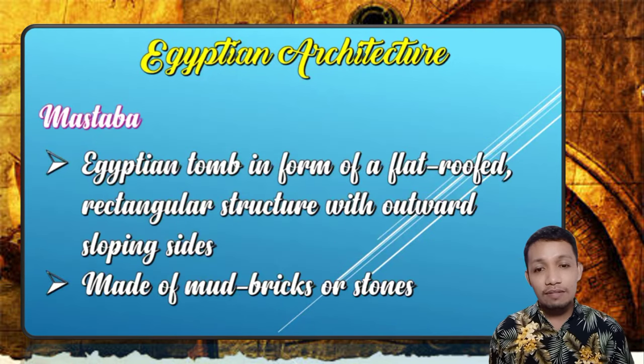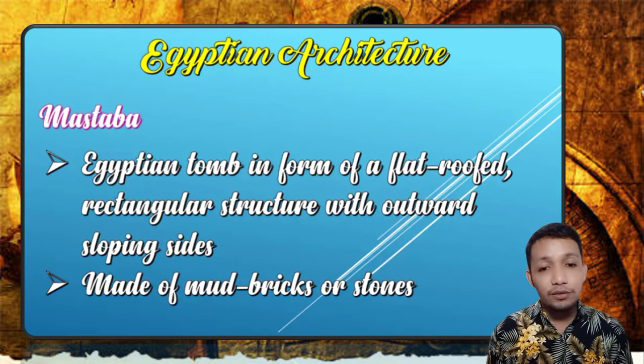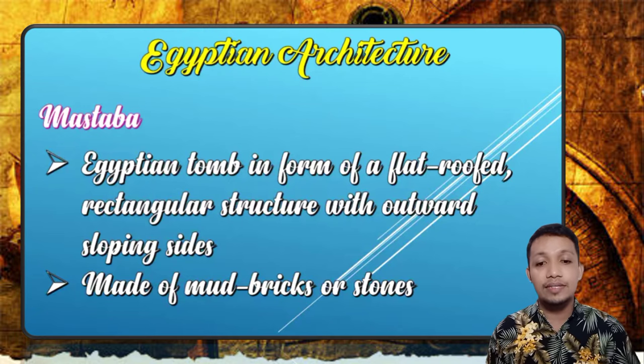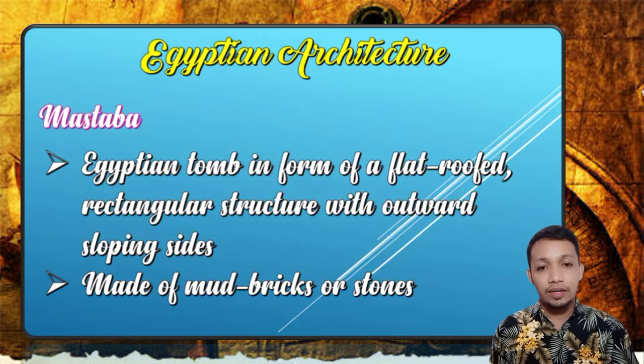And then we also have the mastaba. This is the Egyptian tomb in the form of a flat-roofed rectangular structure with outward sloping sides. It is made of mud bricks or stones. And here is the illustration of the mastaba.